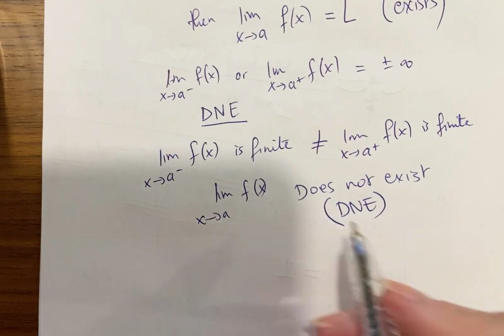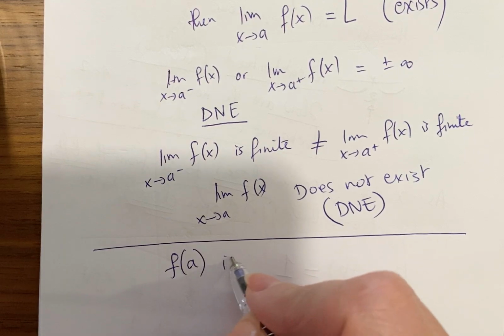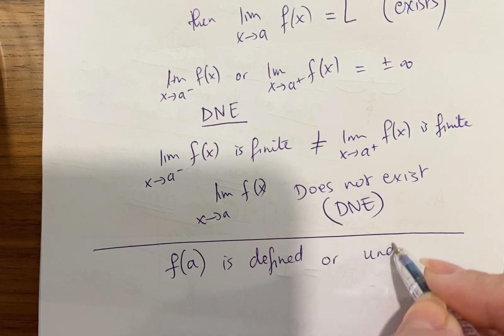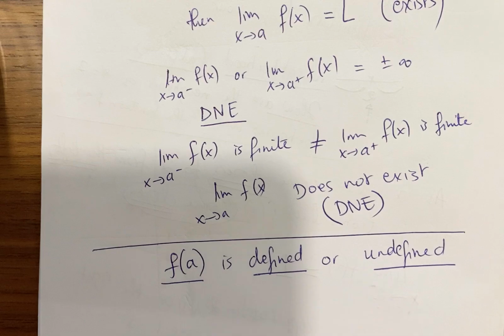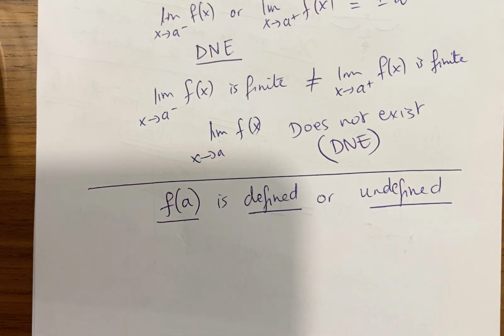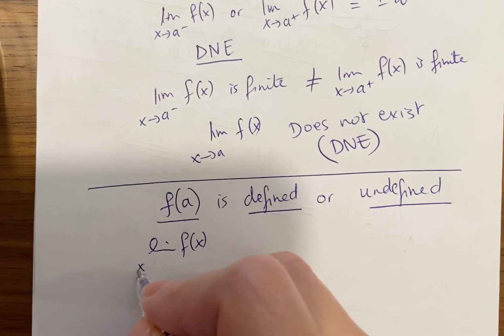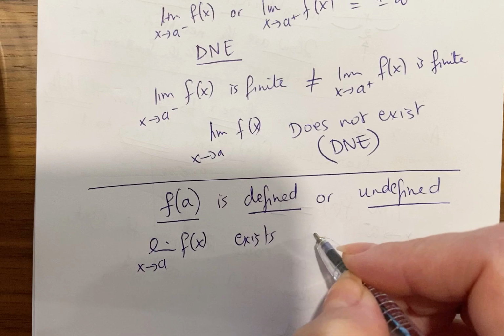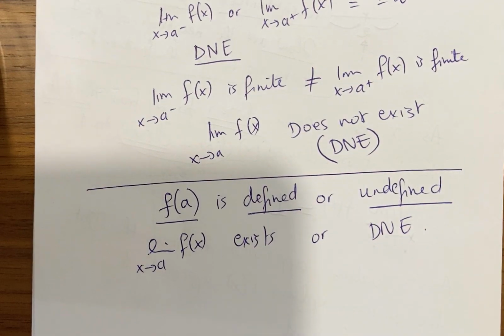Be very careful, please, between two different definitions. We say f of a is defined or undefined. Function values, we call them defined or undefined, because either f of a is a defined value or it's not. Whereas the limit as we approach a of f of x, we say it exists or does not exist. Don't mix up defined with exists and does not exist.